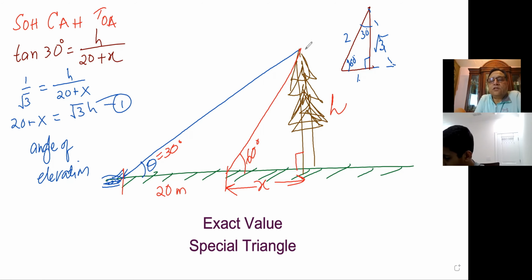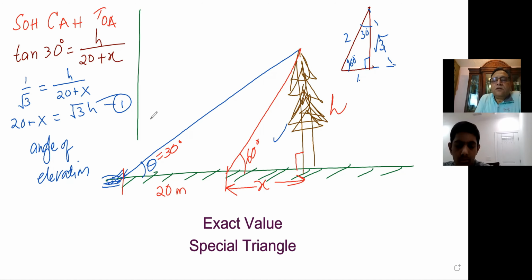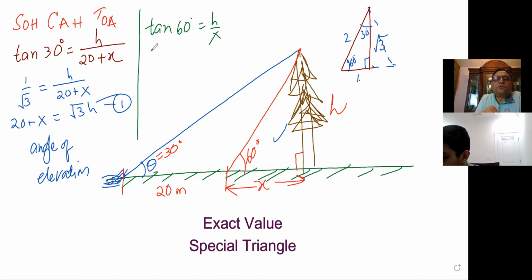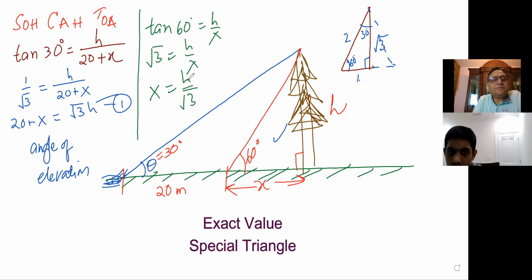Now let's look into the smaller triangle, this one. Let me use a different ink this time. So what is tan of 60? It is h over x, right? And tan of 60 is square root 3. So we have square root 3 equals h over x. Or we can say that in this case, x equals h over square root 3, correct? So we need to find h.